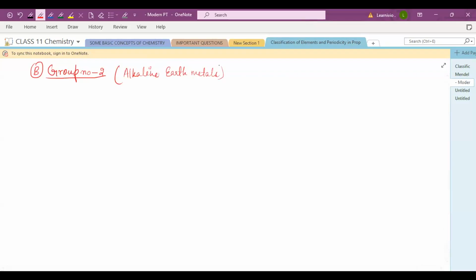Basically, when you make the oxides and hydroxides of these, they are alkaline, they are basic in nature. So basically, group second oxides and hydroxides are basic in nature, alkaline in nature. And these oxides are found in Earth's crust, they are naturally found in Earth's crust. That's why they are known as alkaline earth metals. Got it?